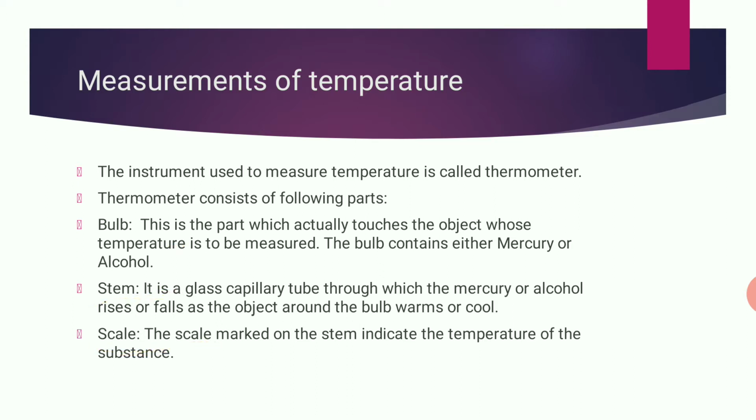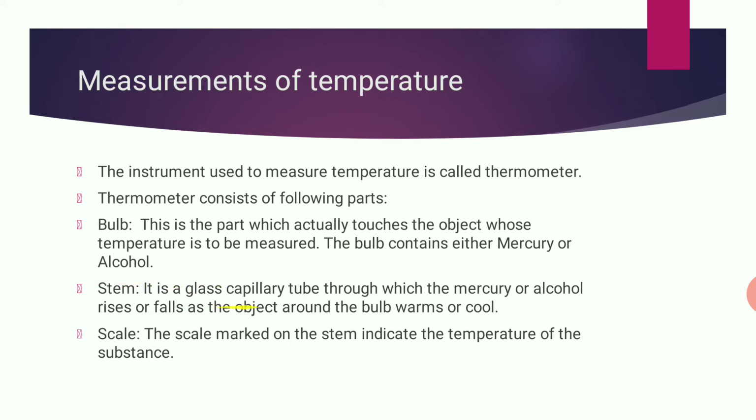Okay, bulb. What is the bulb? This is the part which actually touches the object whose temperature has to be measured. It contains mercury or alcohol. So the bulb is the part of the thermometer which touches the object where the temperature has to be measured. It contains either mercury or alcohol.